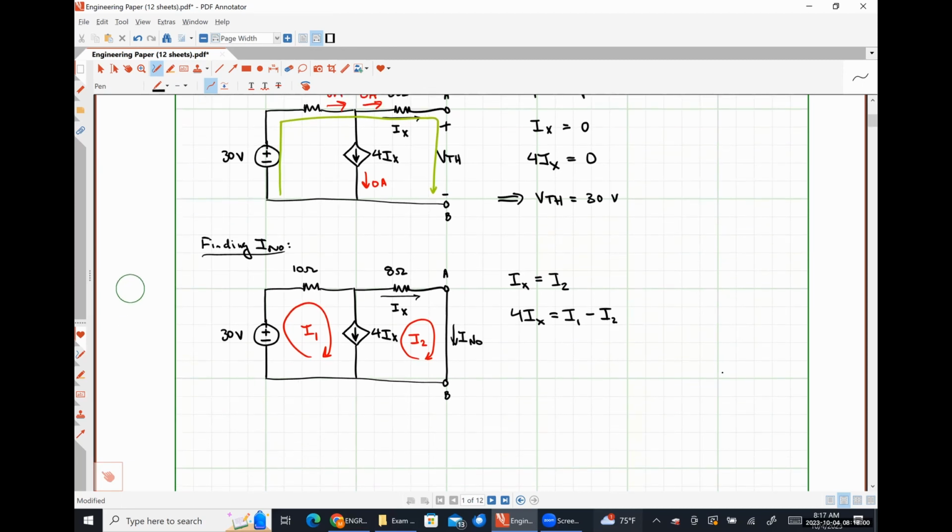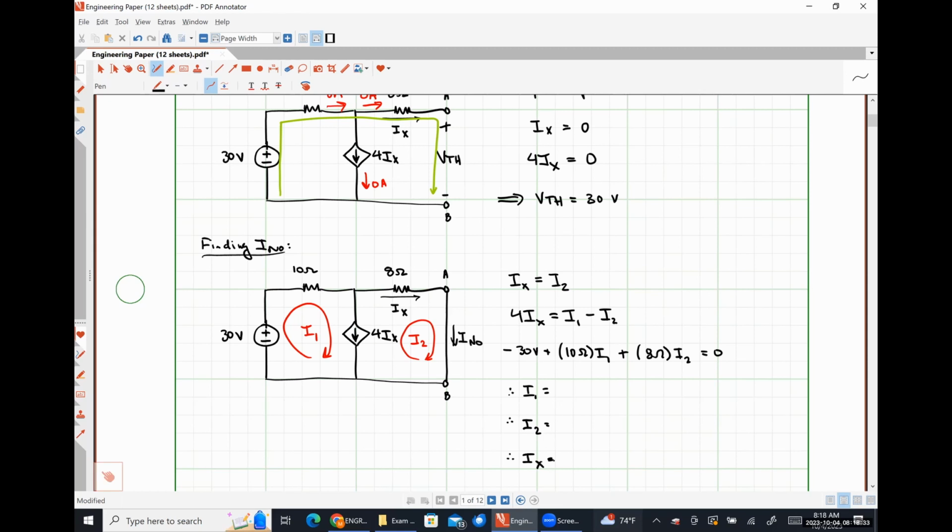So doing KVL around the outside loop, because we have a super mesh, we're going to have negative 30 volts plus 10 ohms times I1 plus 8 ohms times I2 is equal to 0. And then we are going to solve this system, I'm going to be just really lazy, for I1, I2, and IX. We could very easily make this a 2 equation, 2 unknown system by doing substitutions, but I don't want to do algebra right now, so I'm not going to.